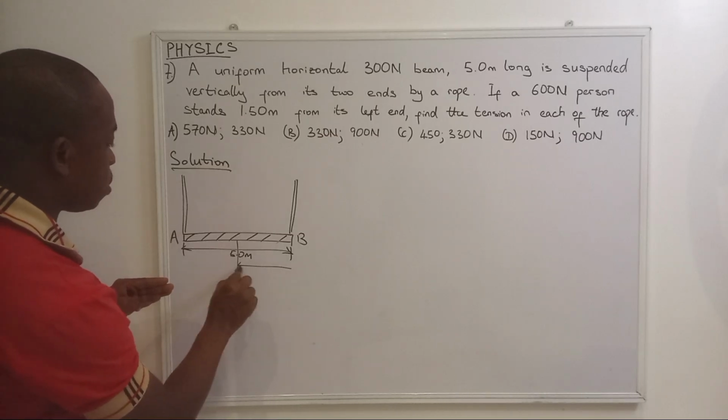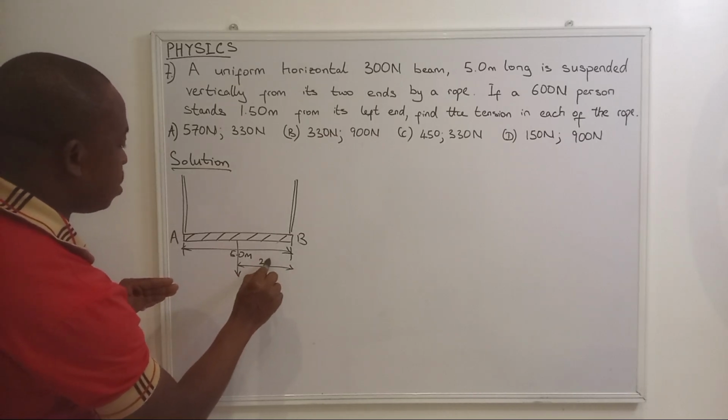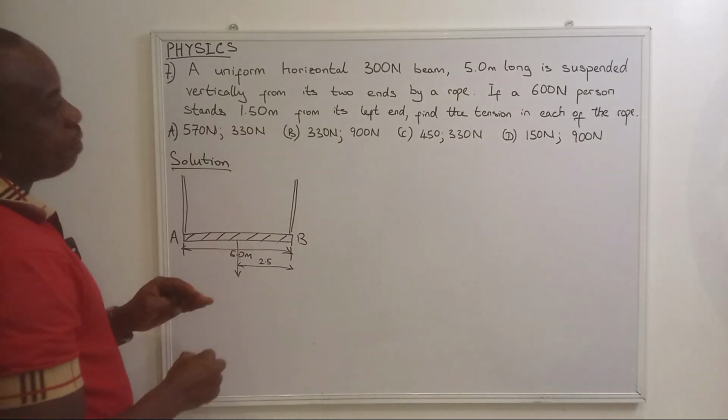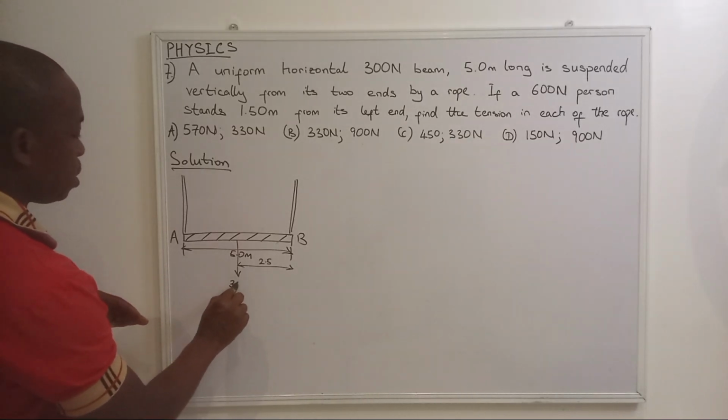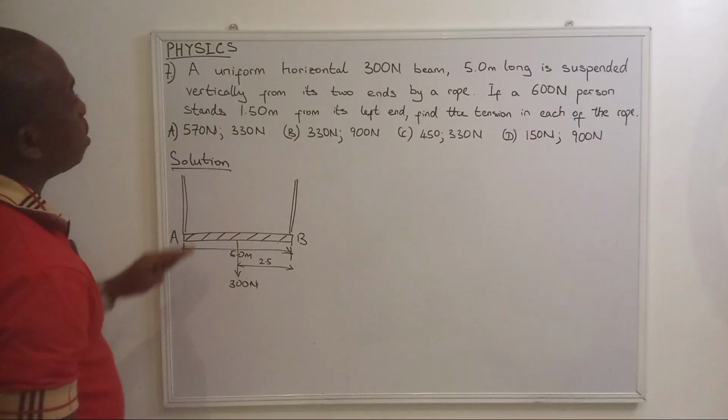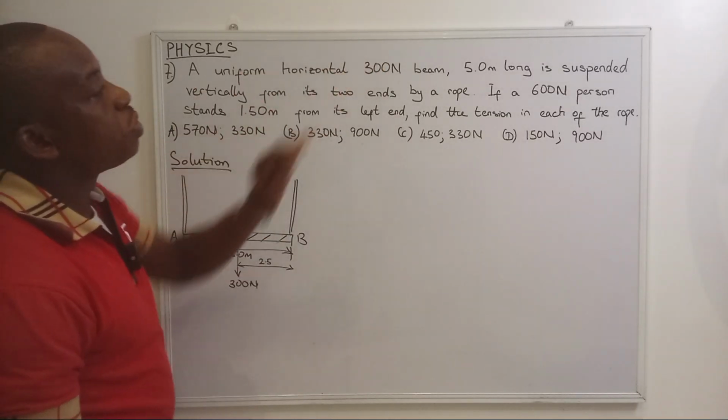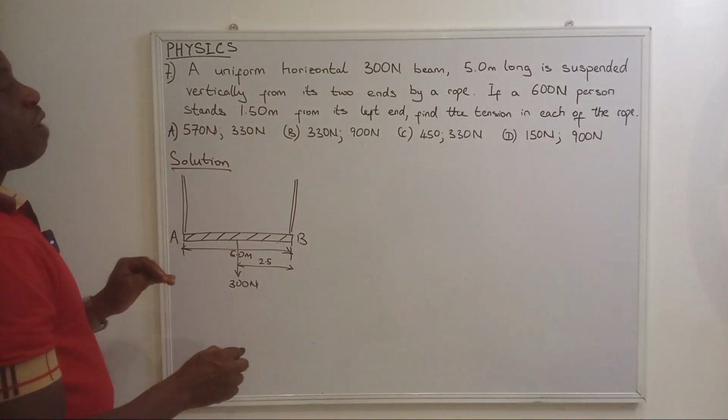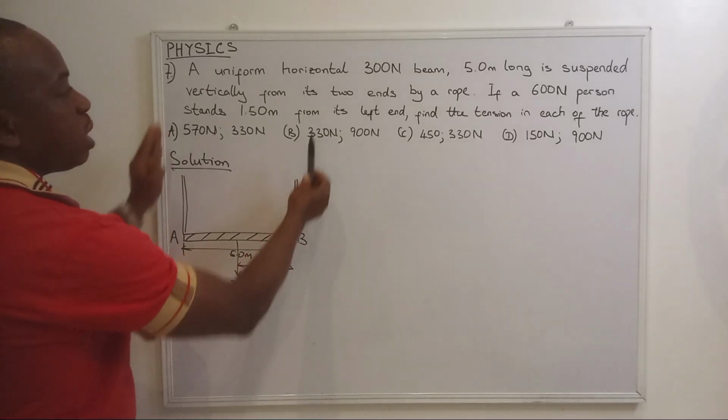That is 2.5 meters from either end. So 300 Newton is acting at the center. Uniform horizontal 300 Newton beam, 5 meters long, is suspended vertically from its two ends by a rope.